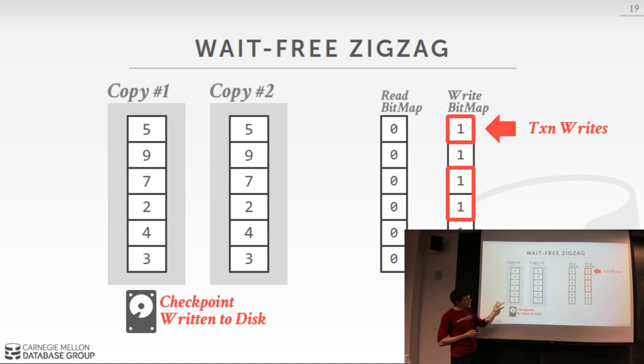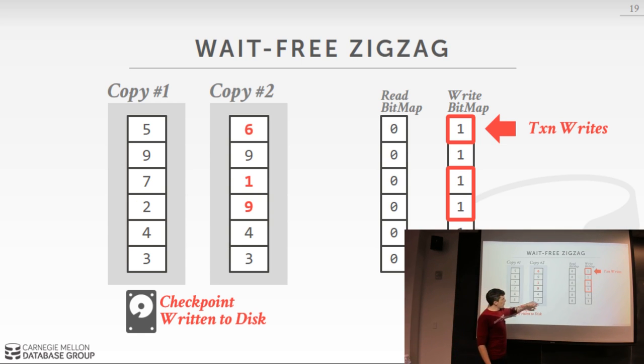So this transaction wants to update the first tuple and then the third and the fourth. So the write bitmap is set to 1. So we're going to know that we want to do our write in here. So we go ahead and apply our update. We can commit and do whatever else we need to do, and we're fine.